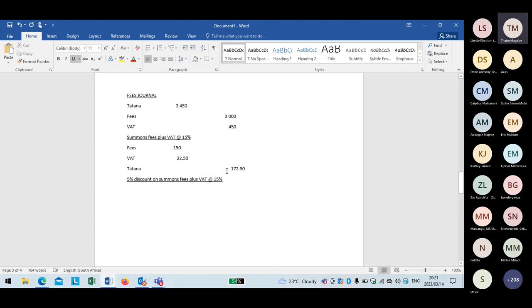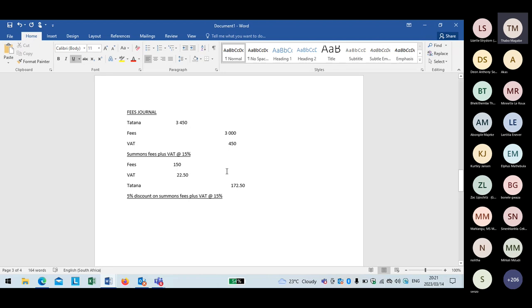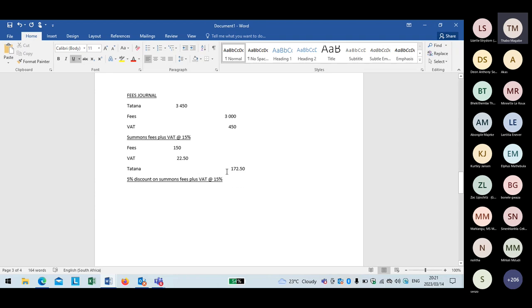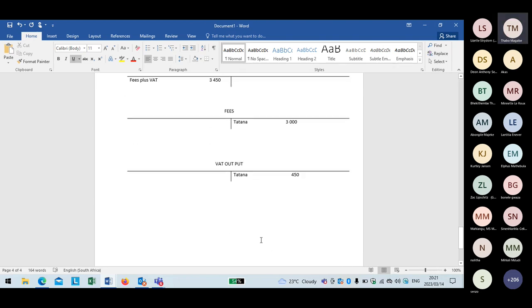Thank you, sir. And then we remember that every time we make use of a journal, we must also post to ledgers. And we agreed earlier that from a fees journal, we will post to business ledgers. So we will go to our business ledgers to post. Fees, do we debit or credit? We debit. Remember that when we post transactions from a journal to ledgers, we don't change anything. What was debited remains debited, and what was credited remains credited.